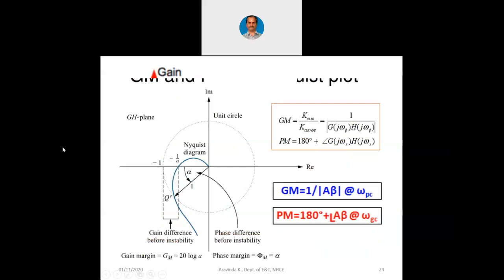Let me go to the next slide. I had shown you this slide also with respect to the Nyquist plot. Nyquist says that for any amplifier, this -1 point should be outside the circle. It should not be inside the circle.